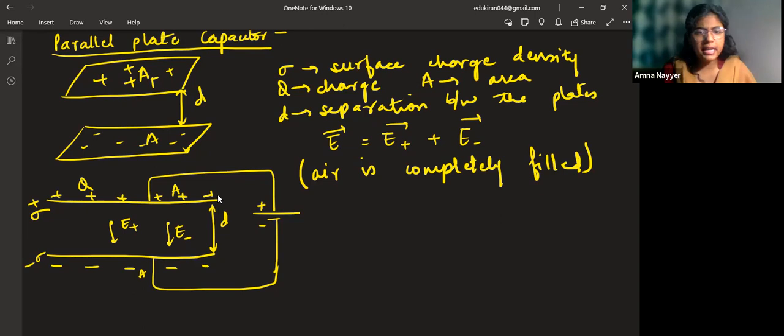So this is one plate, positive charge. Charge is Q, area is A, plus sigma, that is surface charge density. And this is the second plate which is kept parallel to it, negatively charged, minus sigma surface charge density. Charge is Q, area is A only, and separation between the plates is still d. Fine. Now I have connected both the plates to a battery. Now see, electric field will move from the positive to negative.